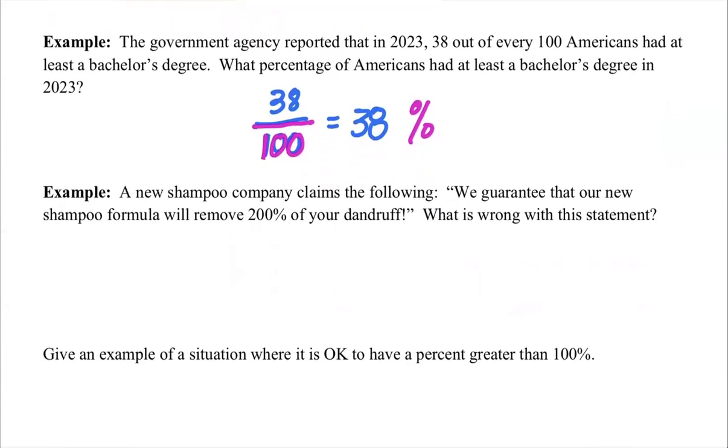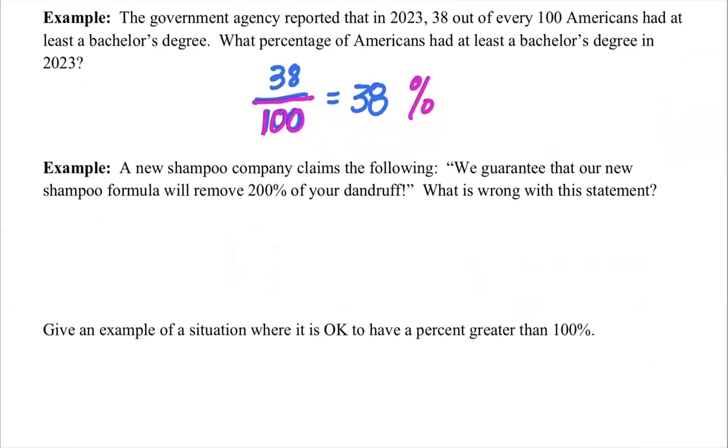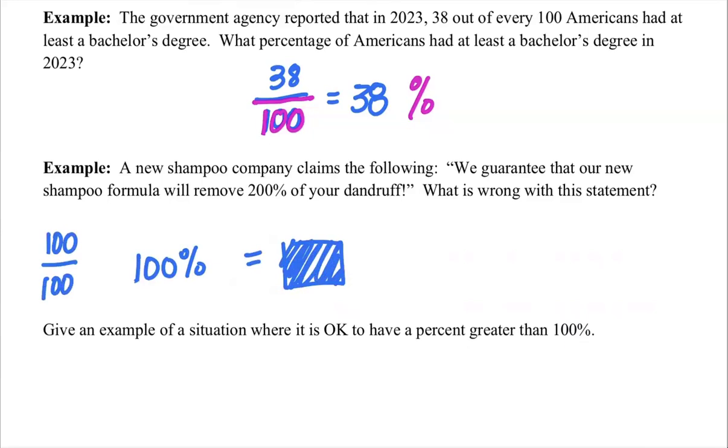A new shampoo company claims the following: we guarantee that our new shampoo formula will remove 200% of your dandruff. What's wrong with this statement? Well, 100%, visually, is when everything is shaded. That's when we have 100 out of 100, or 38 out of 38, or 5 out of 5. In other words, we have all of the whole included. So what's wrong with this statement is we don't have more than 100% of dandruff. So that would be impossible.